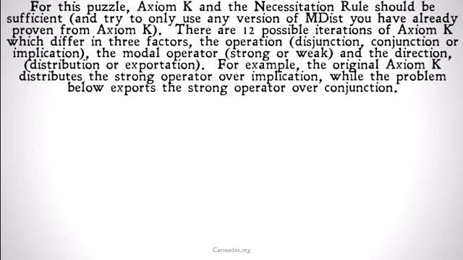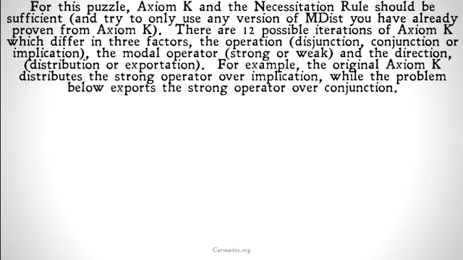And finally, for this puzzle, Axiom K and the necessitation rule should be sufficient. And try to only use any version of modal distribution you've already proven from Axiom K. And I will tell you that there is a faster way than the longer version if you use one of the modal distribution rules you've already proven.